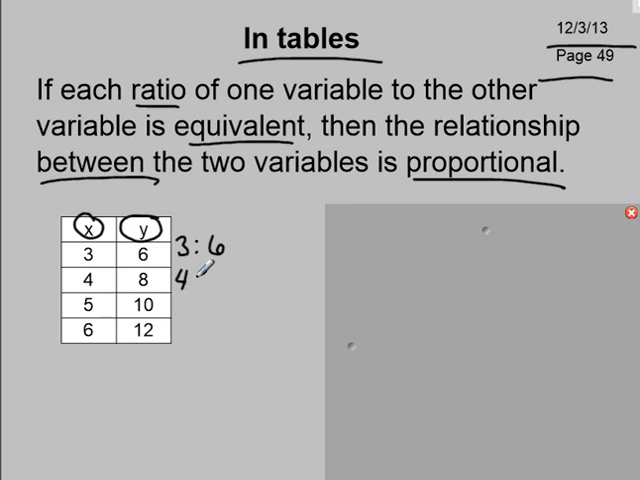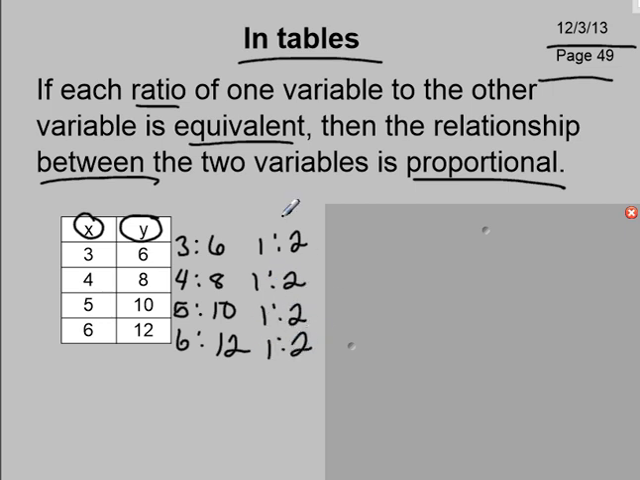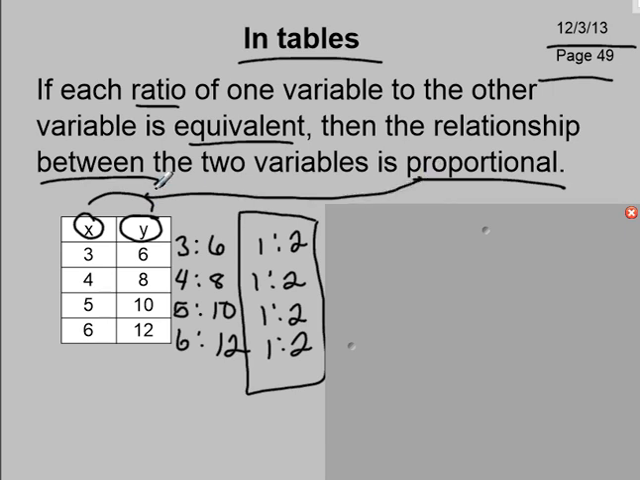4 to 8, 5 to 10, and 6 to 12. If I were to simplify each of these ratios, all of them would end up being 1 to 2. Because each of those ratios are equivalent, that means that my two variables, x and y, are indeed proportional.